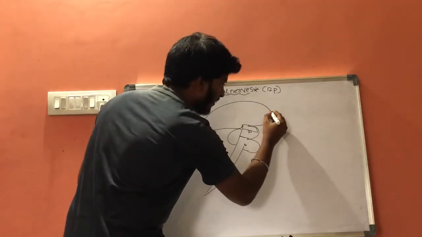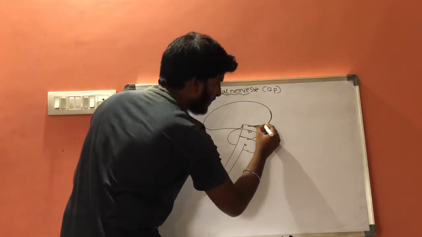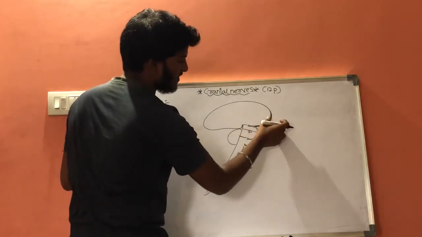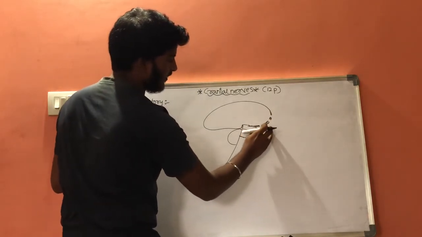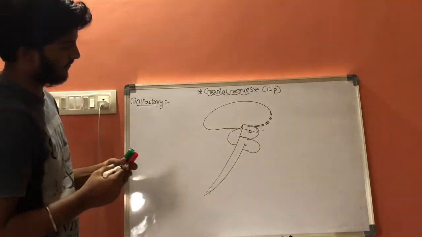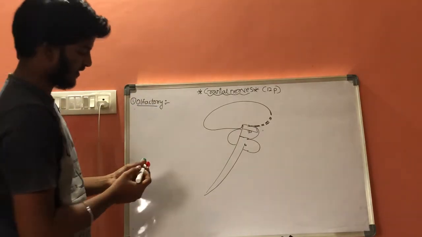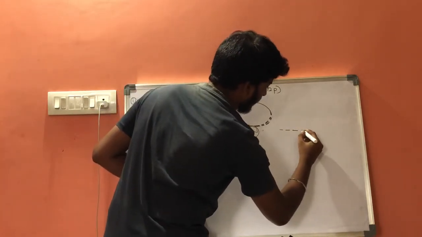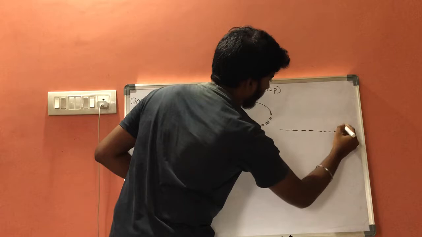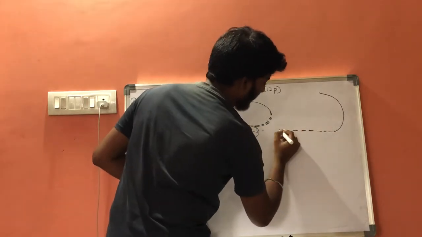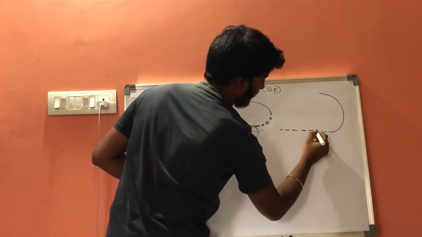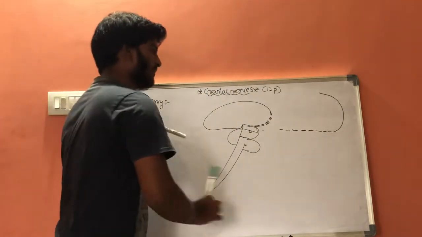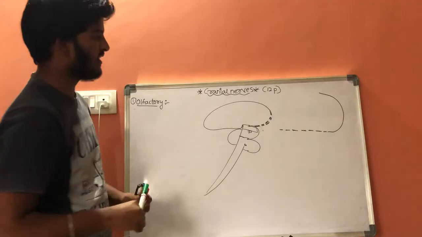Now, this plate is called the cribriform plate, which consists of pores like this. Slits are present. And let us draw this plate here. This is a plate, that is cribriform plate. Now, on the surface of this cribriform plate, olfactory nerves are present.